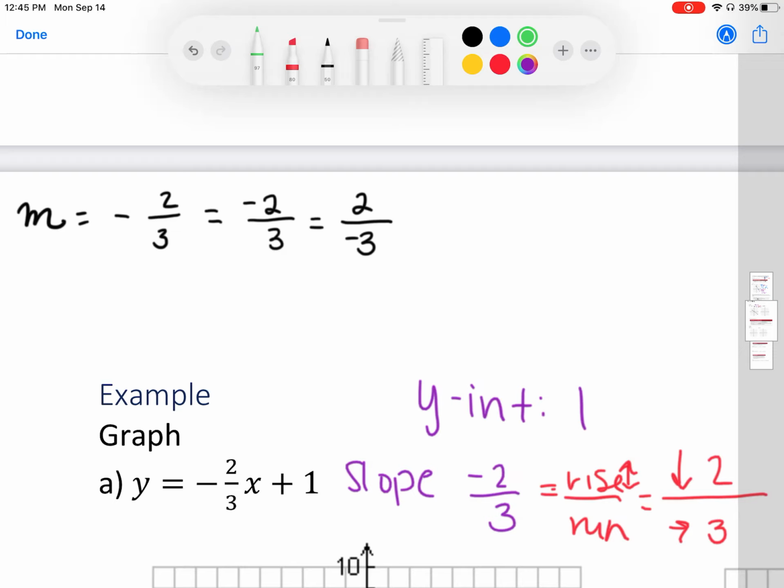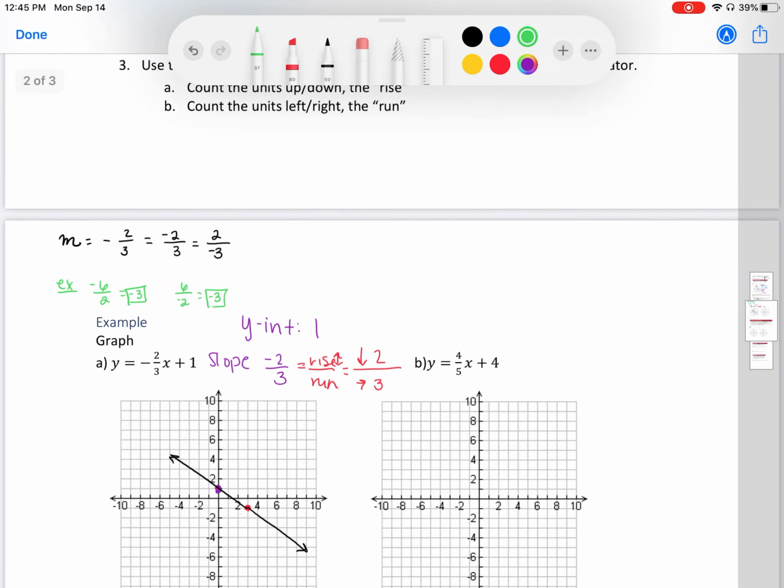A little side example. Say if I had negative 6 divided by 2. Well, that gives us negative 3, right? What if I had 6 divided by negative 2? It still gives us negative 3. It still gives us the same answer. So it doesn't matter if we have a negative on the top or on the bottom. As long as we just make one of them negative, it makes our entire number negative. So I always attach it to the numerator in case you want a rule to follow. Always attach it to the numerator.